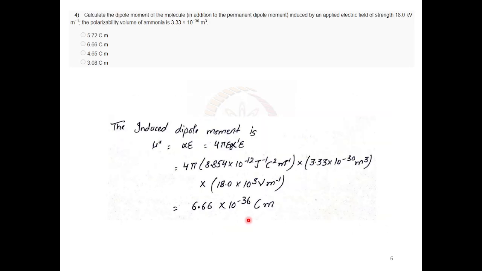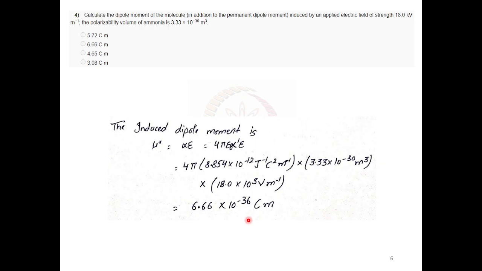Now I will go through another question, so I will quickly go through, then we will have some discussion. So this is the dipole moment that you need to calculate when the applied field density is 18 kV per meter. This is the field that is imposed per unit distance, and the polarizability of ammonia is 3.33 × 10^-30 meter cube.